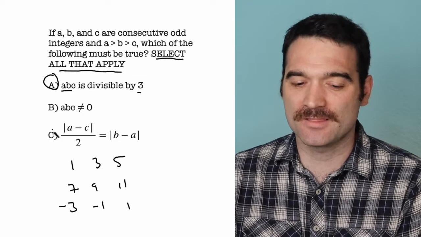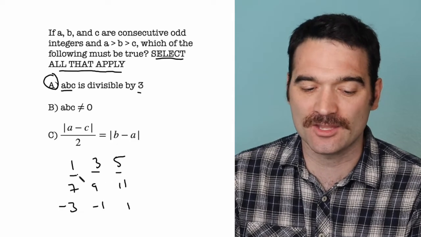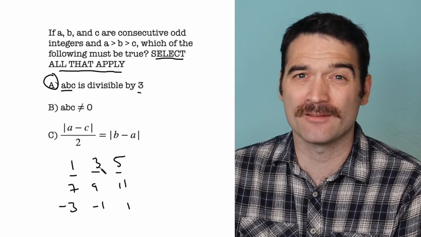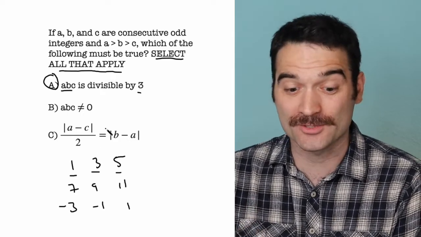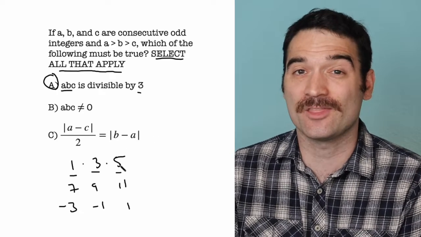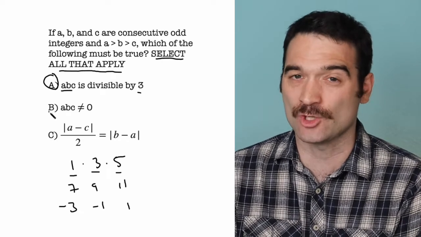And why must this be divisible by 3? Well, when you think about it, if I have 3 consecutive odd numbers, one of them has to be a multiple of 3, right? Multiples of 3 happen every 3 numbers. So no matter where I am, I'm going to have a multiple of 3. And if I'm multiplying it, then the result necessarily has to be divisible by 3. So A is always true.